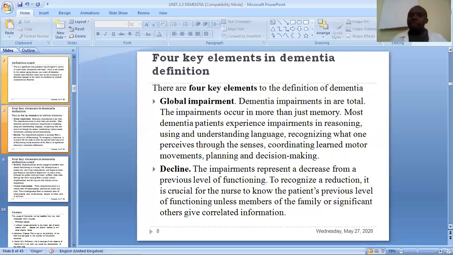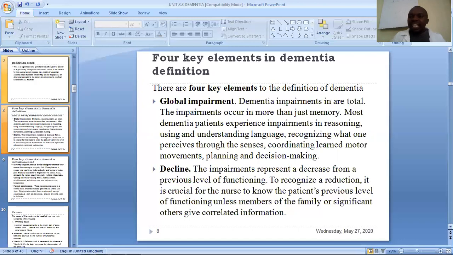So there's global impairment. What is this? In dementia, the impairments occur in more than just memory. Most dementia patients experience impairments in reasoning, using and understanding language, recognizing what one perceives through the senses, coordinating learned motor movements, planning and decision making. Those are the components that we can find under global impairment. If you find a number of those components deteriorating in someone, then you can say someone has got dementia.